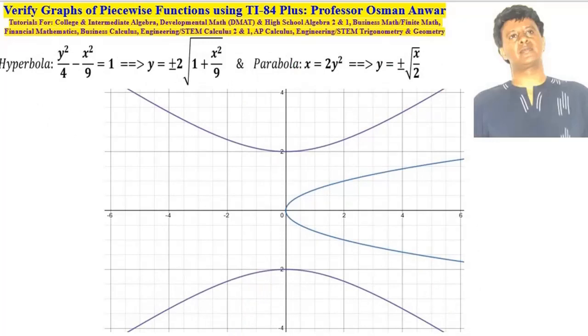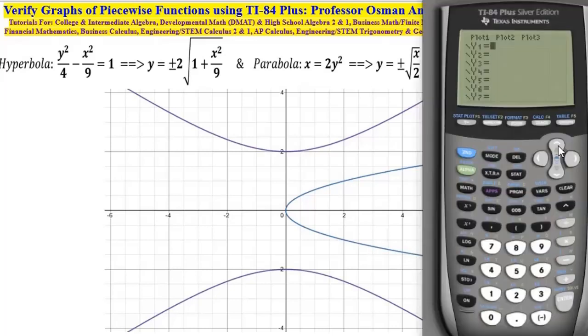And here is the hyperbola, y squared over 4 minus x squared over 9 equals 1. This can be solved for y equals plus or minus square root of 1 plus x squared over 9, and the parabola is x equals 2y squared, and this can be solved for y equals plus or minus square root of x over 2. So the plus part is the top part of the hyperbola, and the minus is the bottom part of the hyperbola. Then for the parabola, the plus is the top part of the parabola, and the minus is the bottom of the parabola.